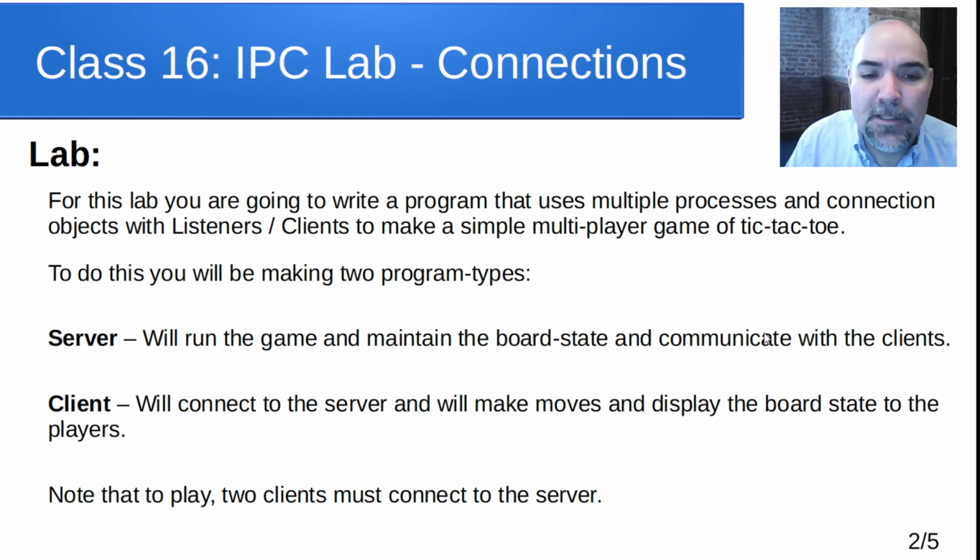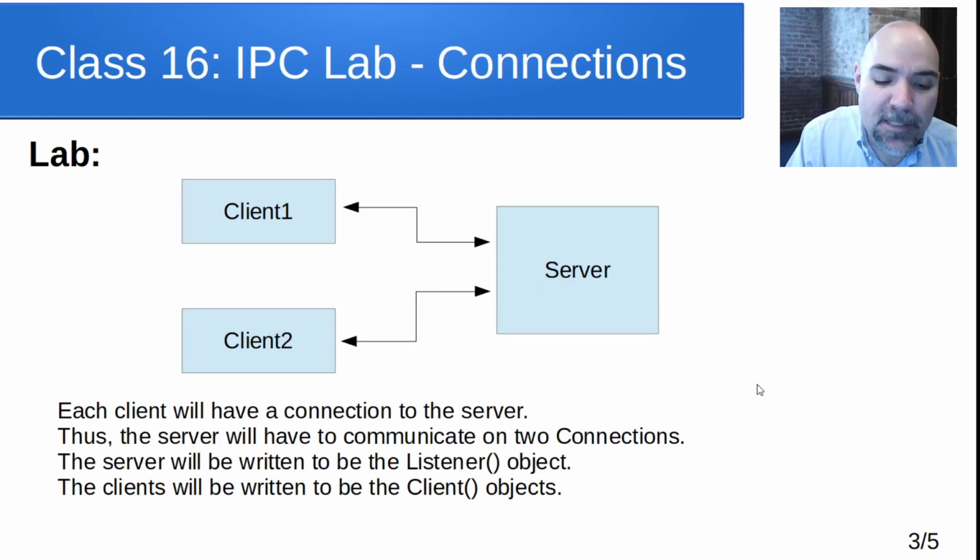So you're going to be making two separate program types. The server will run the game, maintain the board state, and communicate with the clients, and then you'll make the client program, which will connect to the server, make moves, and display the board state to the players. Now, to play, you have to have two clients that connect to the server. So the server will just be there operating the board, waiting for clients to connect. When the clients connect, they then will communicate through a connection object.